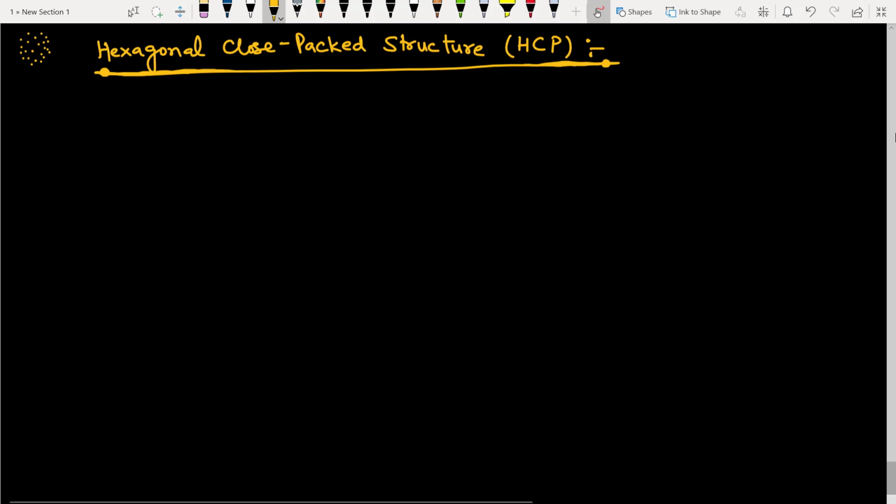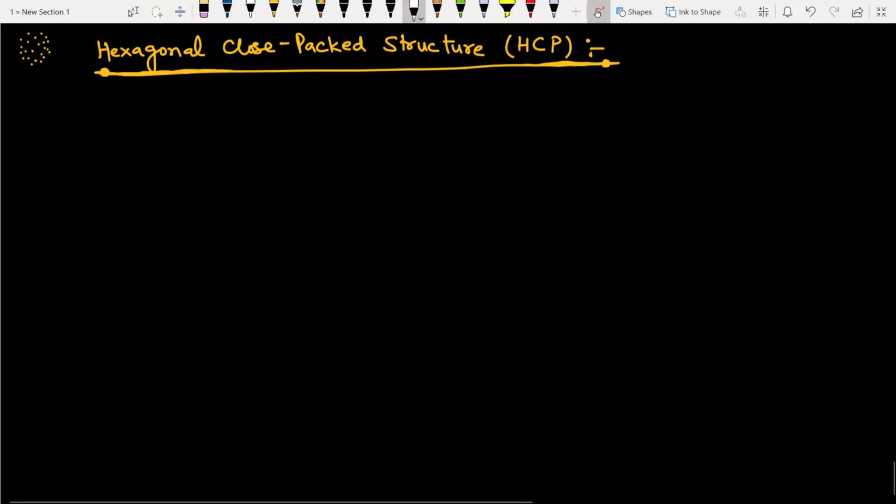So hello dear students, today we will study about hexagonal closed packing. There are infinite ways of arranging identical spheres in a regular array to maximize the packing fraction.